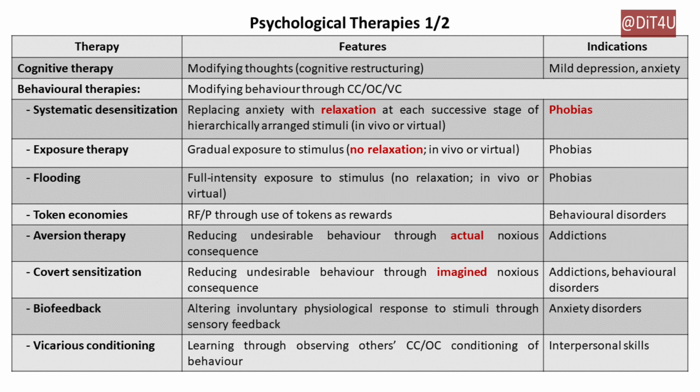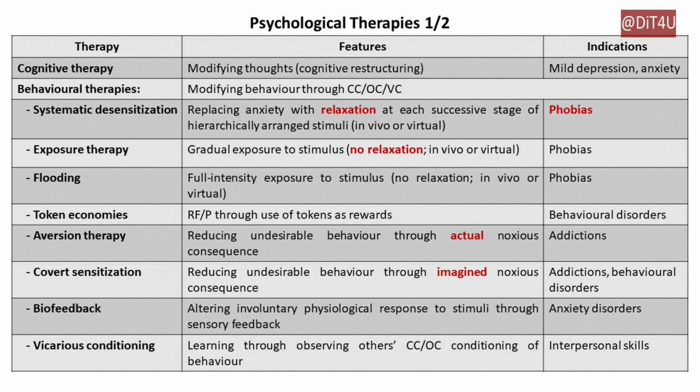Aversion therapy, reducing undesirable behavior through an actual noxious stimulus. So it is not imagination, it is an actual noxious consequence, reducing an unwanted behavior. Used in addictions. A classic example for aversion therapy is disulfiram, also called Antabuse. You take that drug, and if the person drinks, they are going to have a violent reaction. Aversive therapy for alcohol use disorders. Covert sensitization, reducing undesirable behavior through an imagined noxious stimulus. So that's the difference between aversion therapy and covert sensitization.